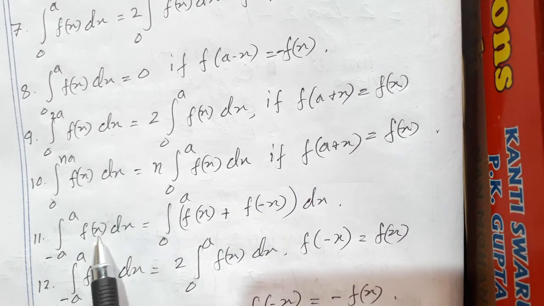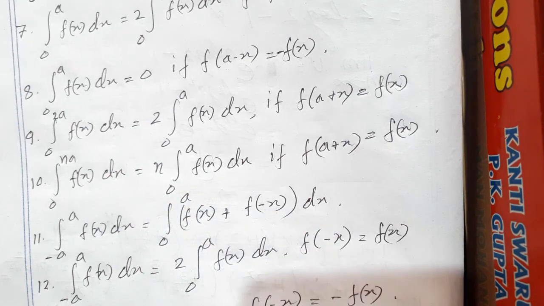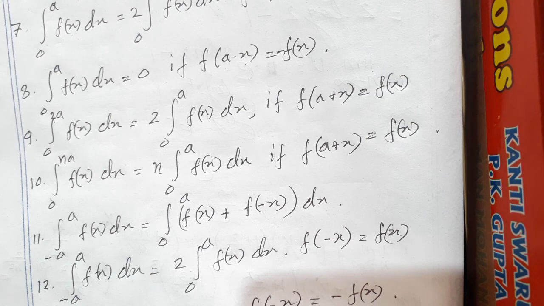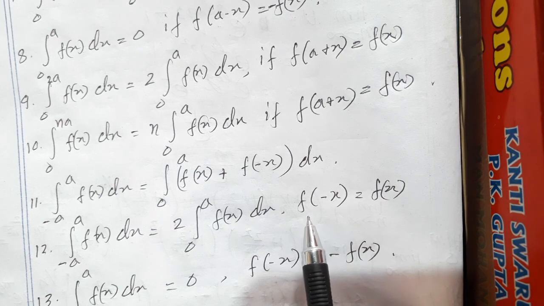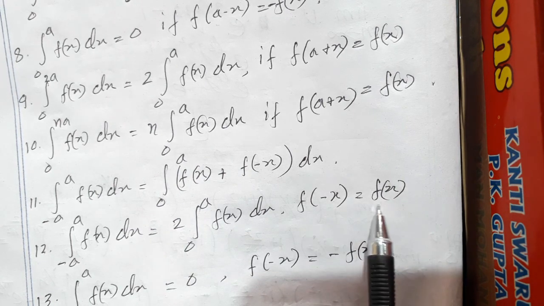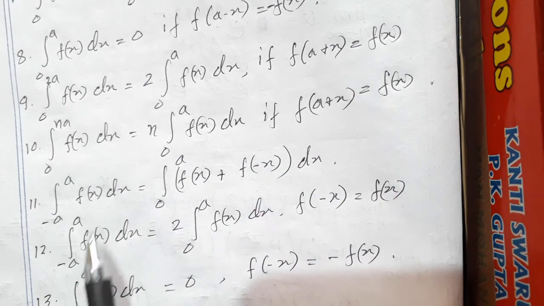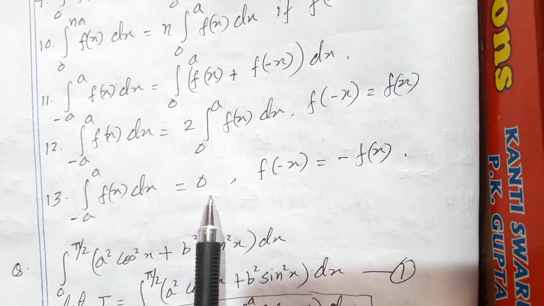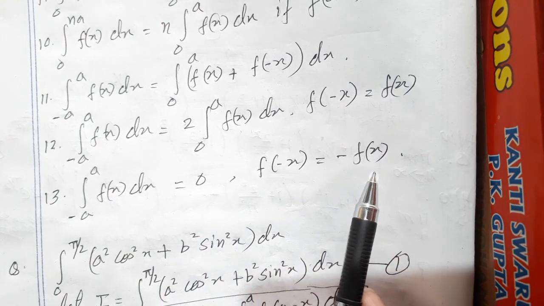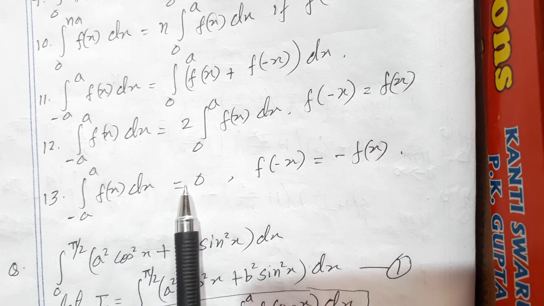The integral from minus a to a of f(x) dx is equal to the integral from 0 to a of f(x) plus f(minus x) dx. Next, the integral from minus a to a of f(x) dx equals 2 times the integral from 0 to a of f(x) dx if f(minus x) equals f(x). So this is an even function. If f is an even function, then the integral from minus a to a is twice the integral from 0 to a. The integral from minus a to a of f(x) dx is equal to 0 if f is an odd function.